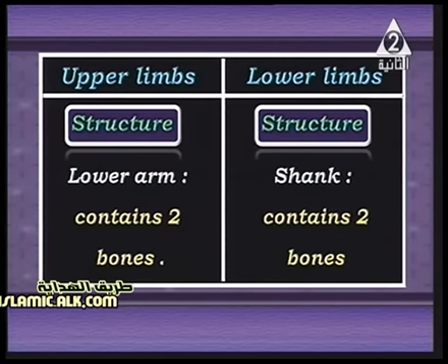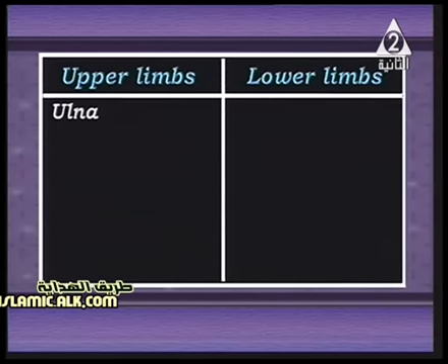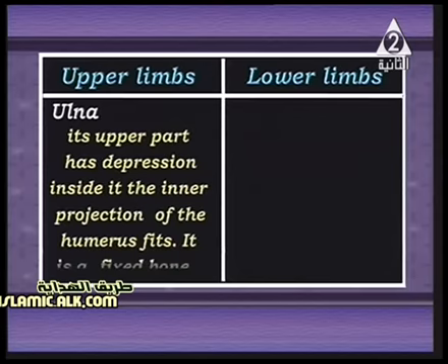Excellent. Ulna here, and the other one is what? Ulna and radius. Excellent. The upper part of the ulna has a depression. For what? To fit with the head of the humerus, forming what? Forming the shoulder.